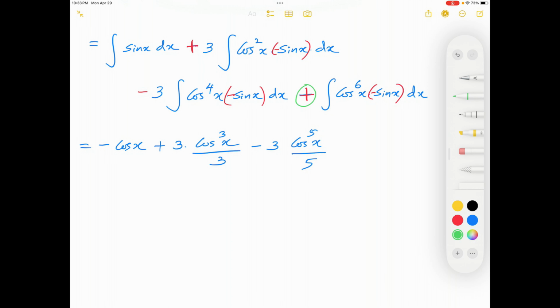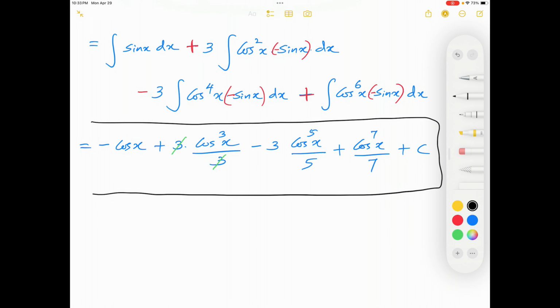And then we have a plus sign right here, plus this integral cosine sixth x times negative sine x dx. It will be integrated as cosine 7th power x over 7, and of course there will be a plus c. We can simplify this one a little bit more. These 3's can be cancelled, and that's it. This is going to be our final answer for the integration of sine 7th power x dx.